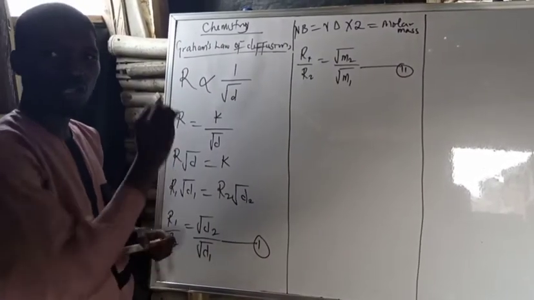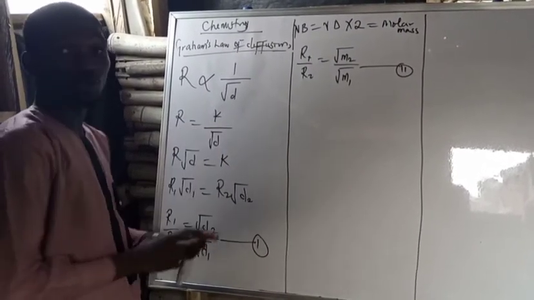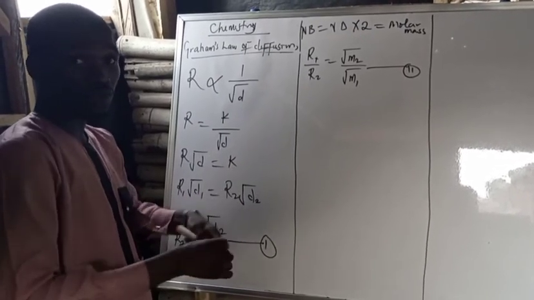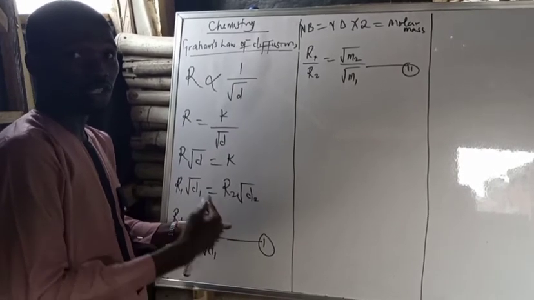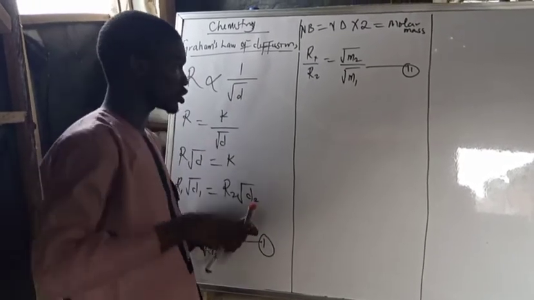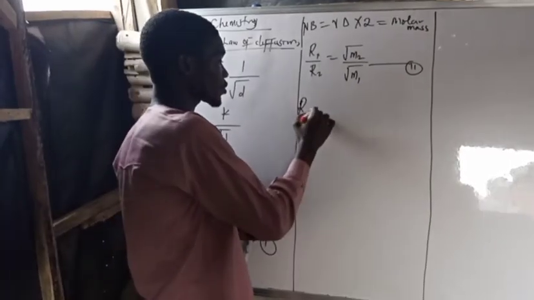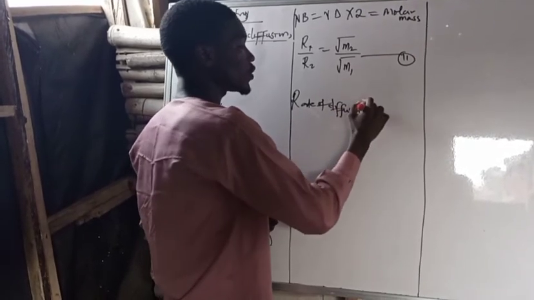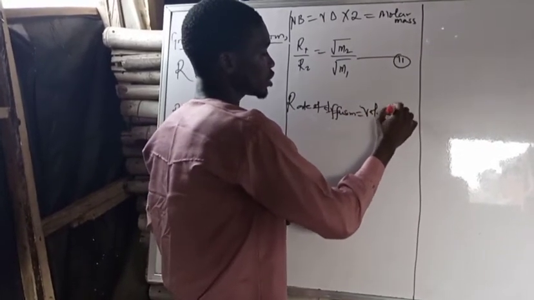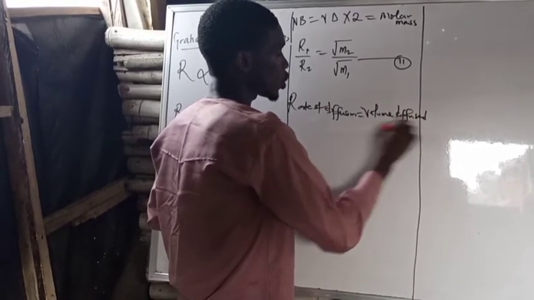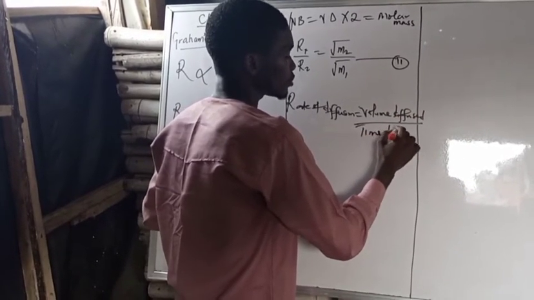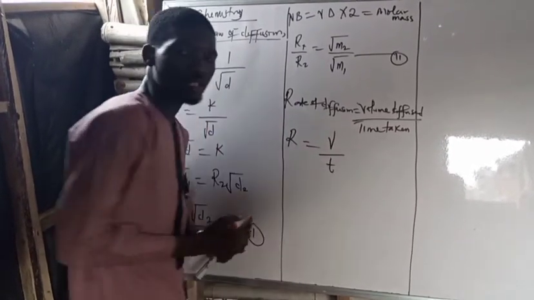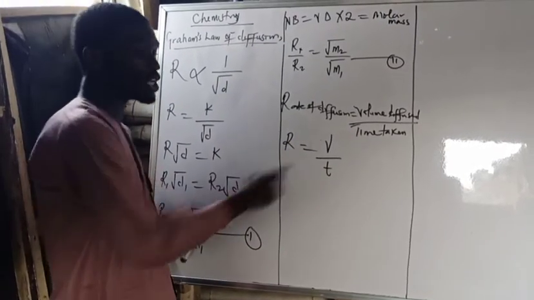So let's go back to the definition of diffusion, which I stated before: the rate of diffusion is the movement of gas molecules from a region of higher concentration to a region of lower concentration. So the formula for that is rate of diffusion is equal to volume diffused over time taken. With that, we have R is equal to V over T. So that is the formula for rate of diffusion.